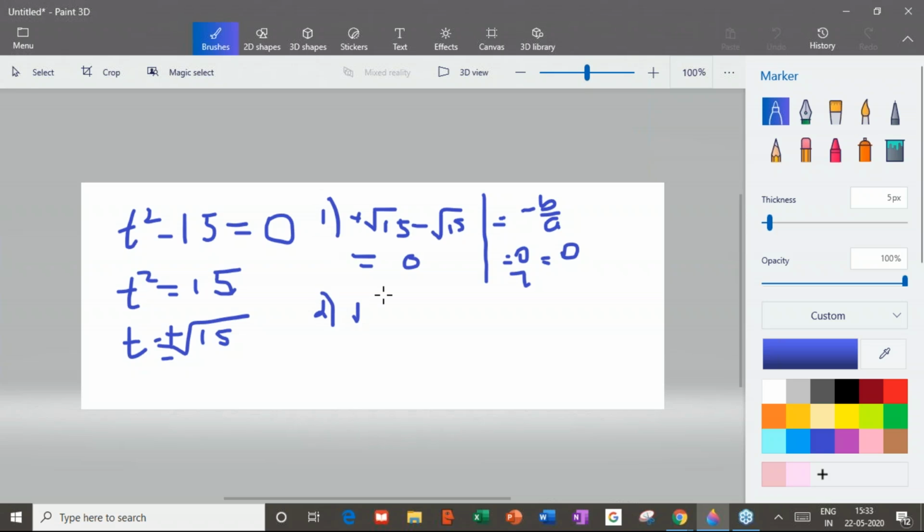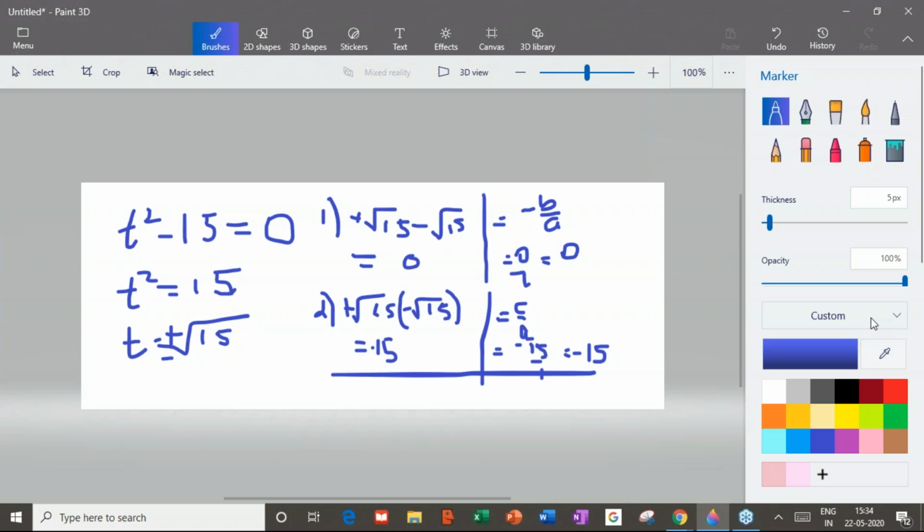Second one will be the product: plus root 15 into minus root 15, which is nothing but minus 15, right? This is the LHS, and the RHS will be c by a. So what is the coefficient of c here? It is minus 15. A is 1, so it is equal to minus 15. Right? Proved. This is how you do it.